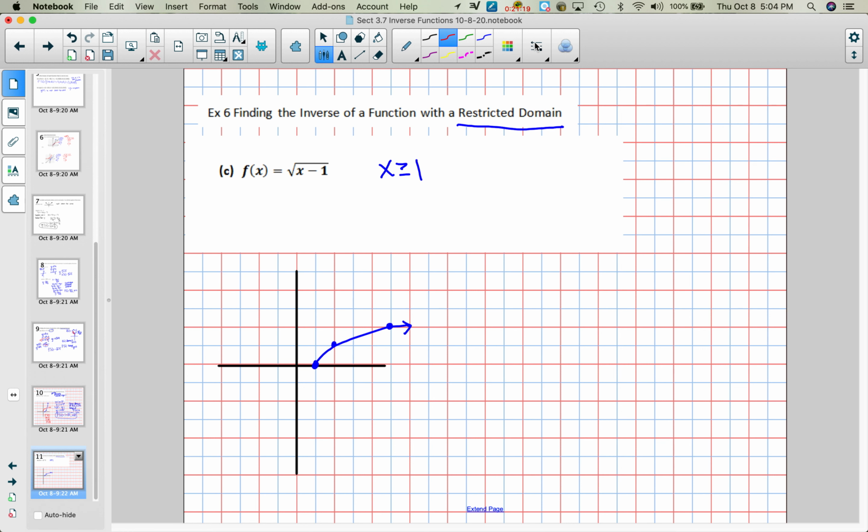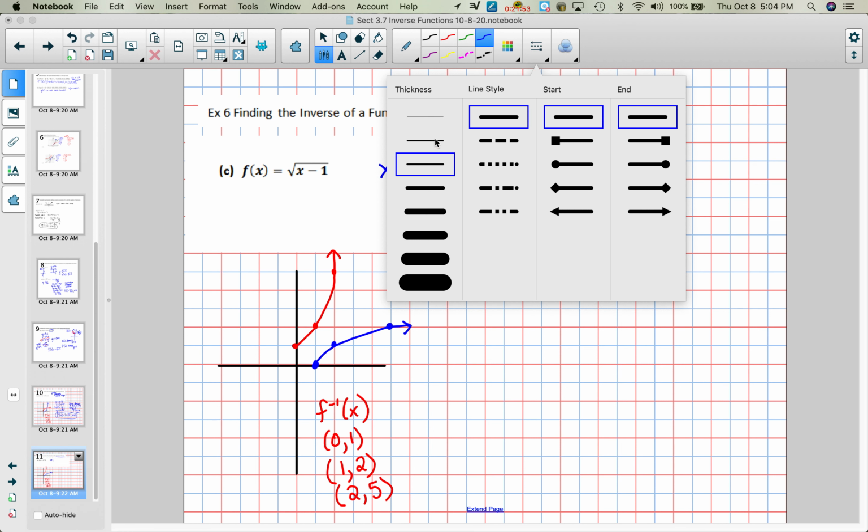So then for my inverse, I'm going to swap points. So for f inverse of x, instead of 1, 0, we want to plot the point 0, 1. Instead of 2, 1, we want to plot the point 1, 2. And instead of 5, 2, we want to plot the point 2, 5. So we've got 0, 1, 1, 2, and 2, 5. When we draw that in, we can see it looks like this. So we can see that visually.